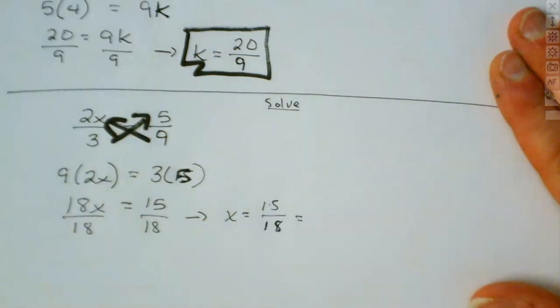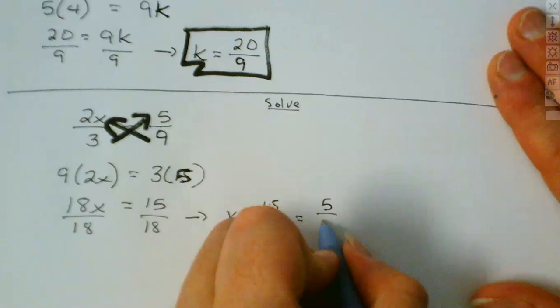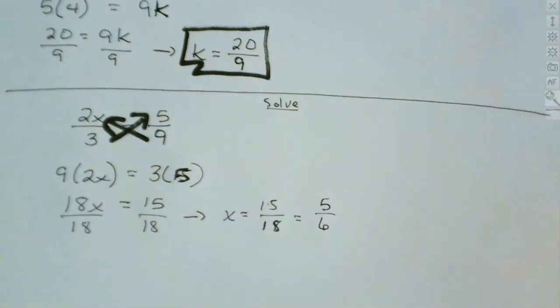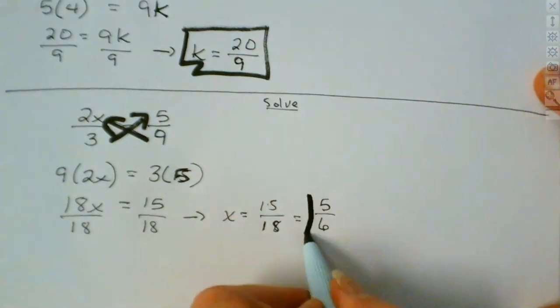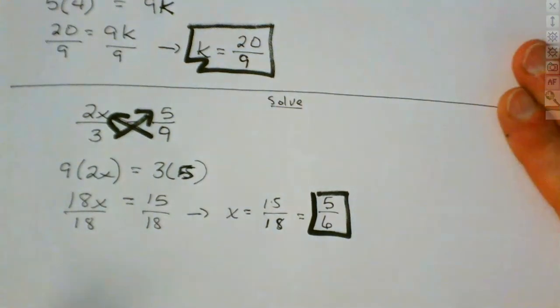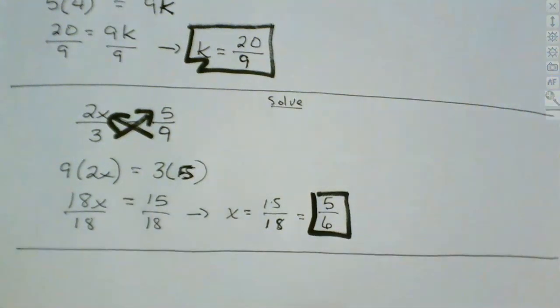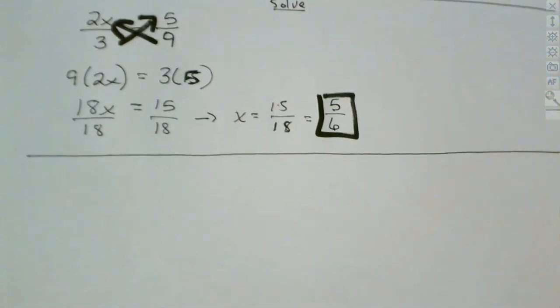These both have a 3 in common. So that's going to reduce down now to be 5 what? Sixths. So there's your answer after you reduce it, because 15 over 18 reduces down to 5 sixths. Okay, let's do another one.